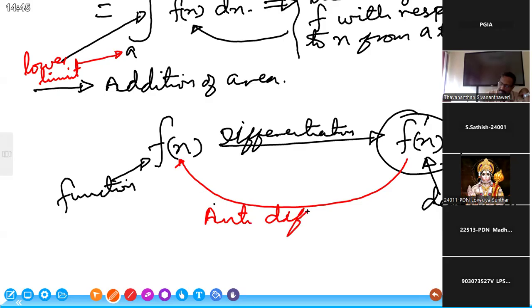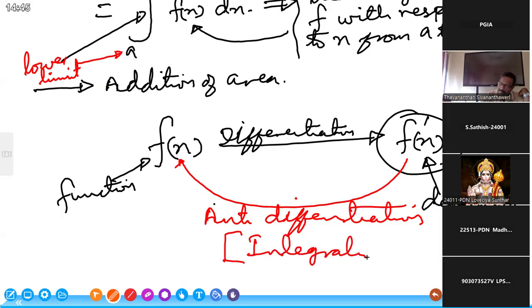Anti-differentiation is actually called integration. Got it? So this is the relationship between differentiation and integration. They go together.